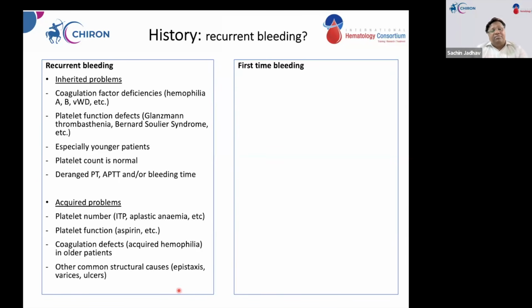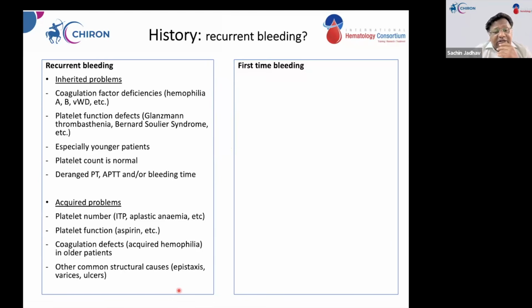Quite often, acquired problems which lead to recurrent bleeding could also be structural. They don't necessarily have to be a hematologic problem. So, epistaxis could be due to dry weather. We often see it in summer in children because of the dry nostrils. They will do nose picking. It just leads to injury inside the nose and bleeding.